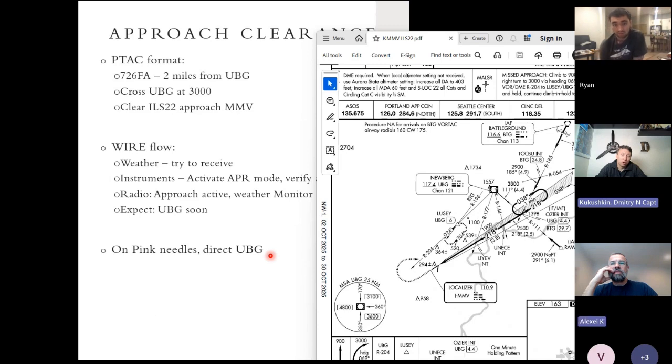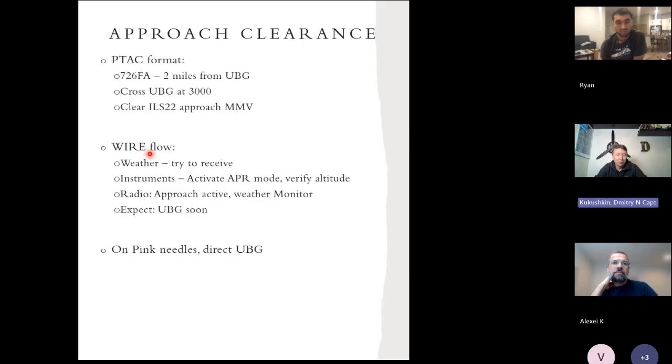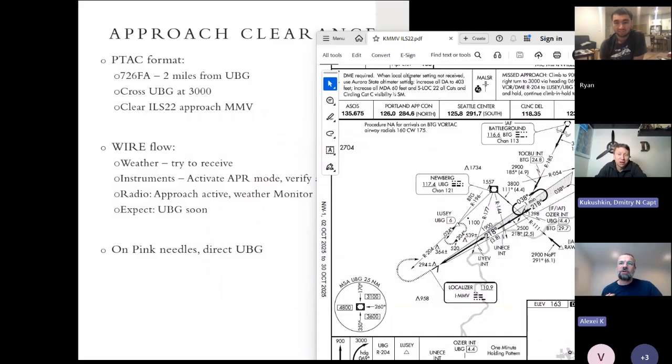So when we hit Newburgh, you are on pink needles, you're flying direct Newburgh. If I jump forward, then I'll spoil my answer. We turn towards Auger and fly Auger, right? And then the altitude? Oh, the altitude? Great question. Yeah, I think it's probably still 3,000.